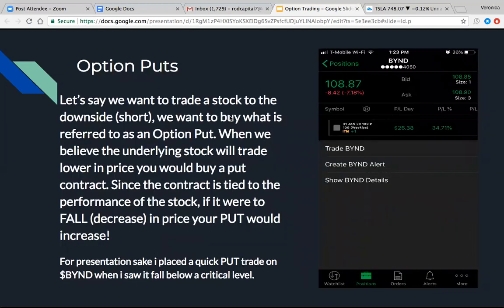Option puts. Let's say we trade a stock to the downside, aka short. We want to buy what is referred to as an option put. When we believe the underlying stock will trade lower in price, you would buy a put contract. Since the contract is tied to the performance of the stock, if it were to, let's say, decrease in price, your put would increase. For presentation's sake, I placed a quick put trade on BYND, Beyond Meat, when I saw it fall below a critical level.